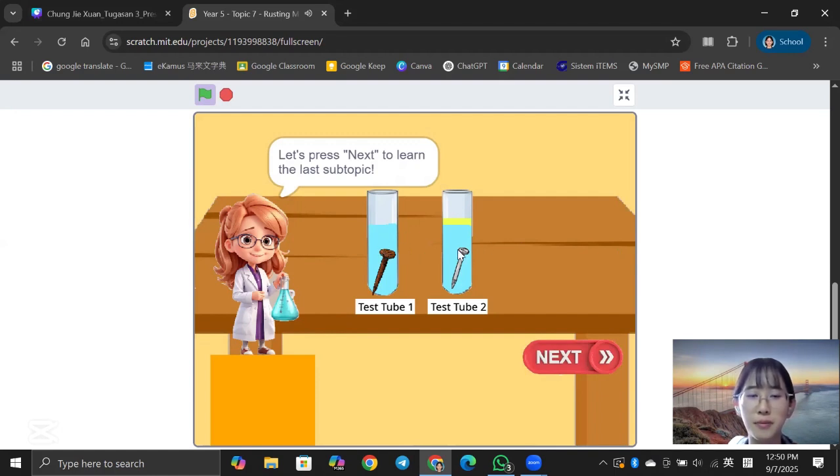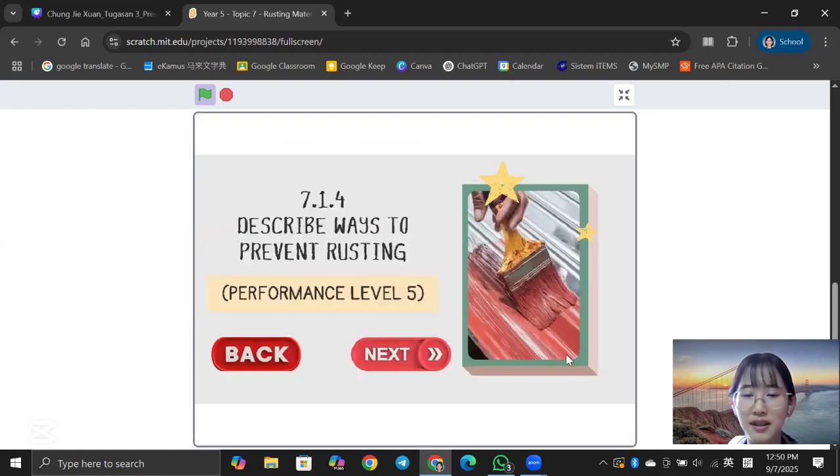So after the experiment, we can see the difference between test tube 1 and test tube 2. For test tube 1, the nails already rusted, and for test tube 2, the nails remain the same because the oil on top of the water blocked the air from entering the water in the test tube. So let's press next to proceed to the last subtopic. So the last subtopic is 7.1.4, which is to describe ways to prevent rusting. Its performance level is 5.